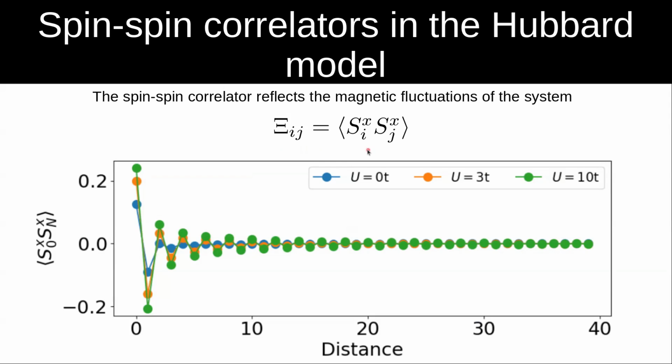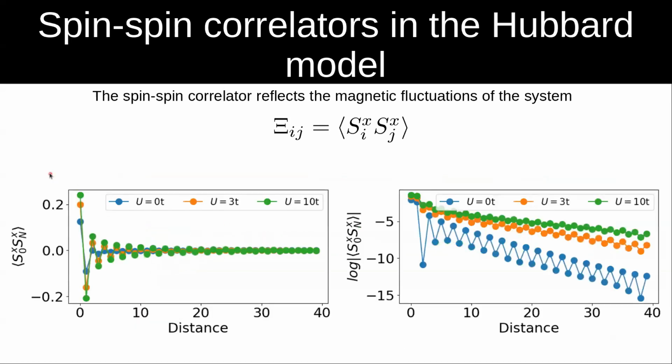And what you actually observe is that the opposite behavior emerges. You start with the non-interacting limit where U is equal to 0, and you see that your spin-spin correlator decays, and it decays relatively quickly. And then as you increase the interaction, you see that the correlator becomes more and more long-ranged.